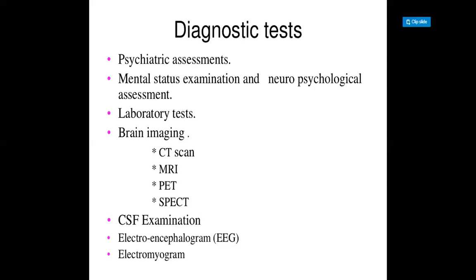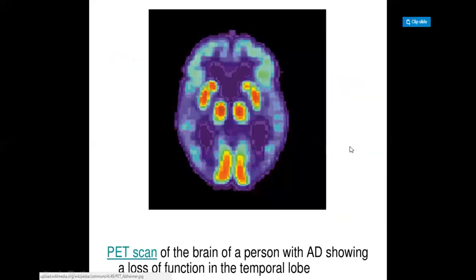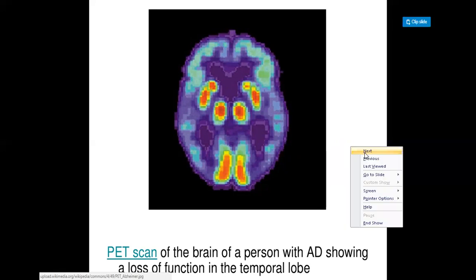Then electroencephalogram. With the help of the electroencephalogram, we will see whether the electrical impulses generated in the brain function properly or not. Then next we have to do the electromyogram. So these are the diagnostic tests which will be performed in the patient who has Alzheimer's disease. The next is the PET scan, positron emission tomographic test. In this imaging we will see the brain of a person with Alzheimer's disease showing a loss of function in the temporal lobe.